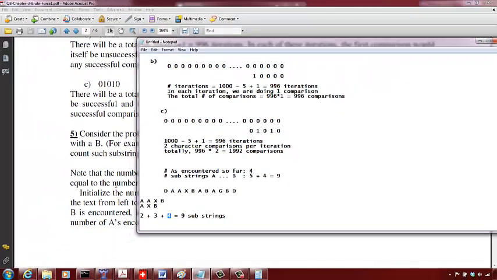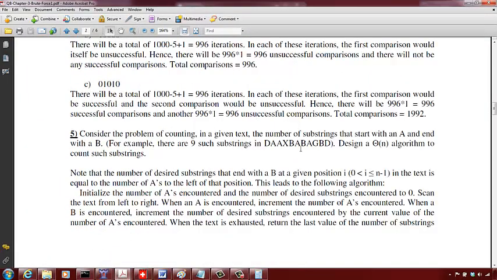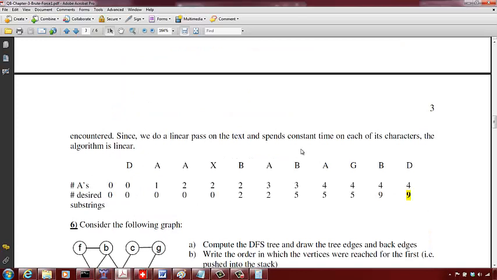And for this particular example, this is the number of substrings you see. Okay. And I have also shown it like this, same thing that I worked out: the number of A's you have seen and the number of desired substrings that you encounter as you proceed from left to right.